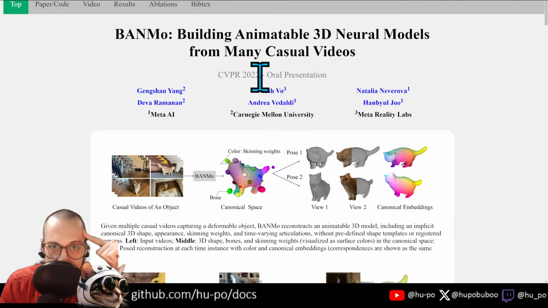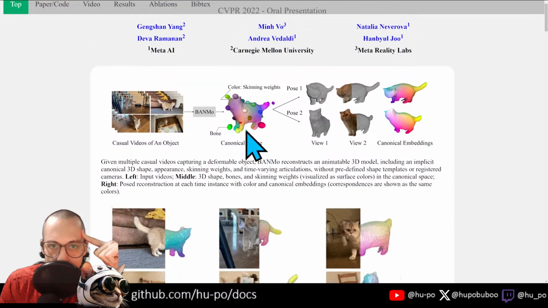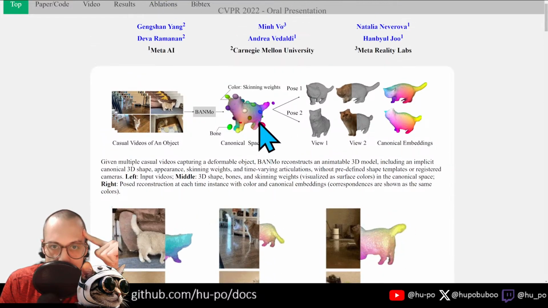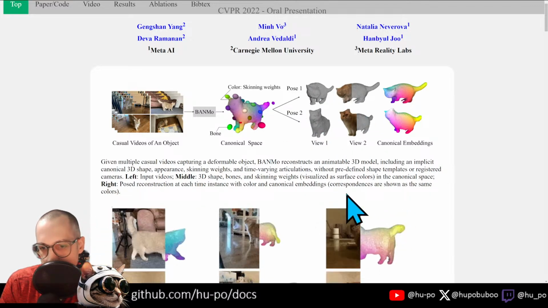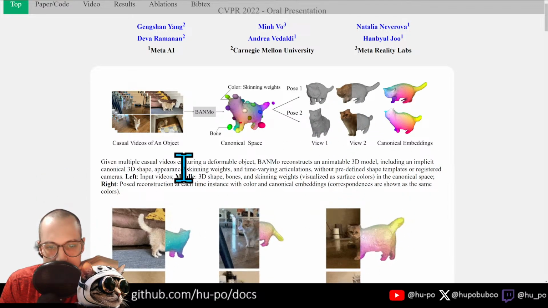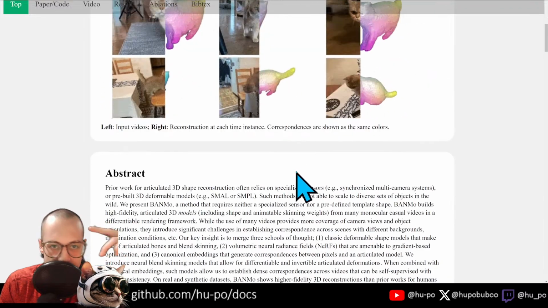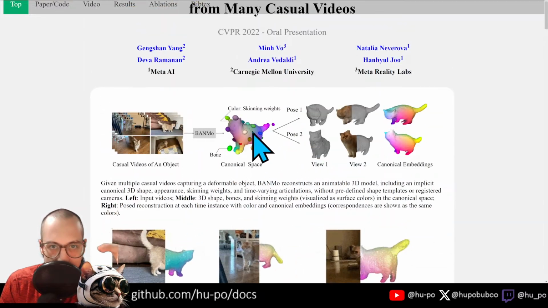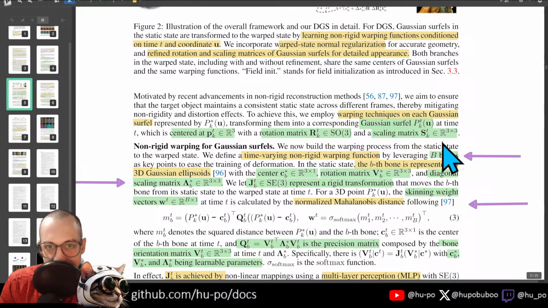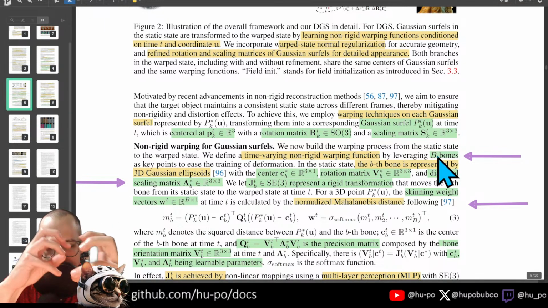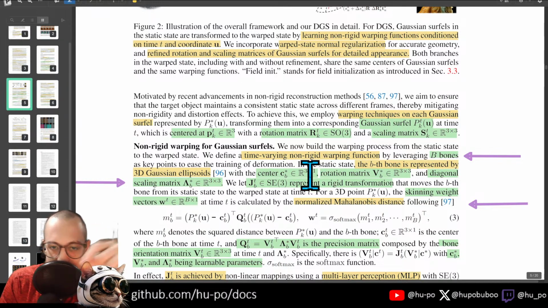And here you have a 2022 paper by Meta AI, Carnegie Mellon, and Meta Reality Labs, where they also have these bones, right? And they're using these bones to animate this, I don't know if it's a mesh, implicit canonical 3D shape. It might be a surface. There's a lot of different ways to represent a surface, but they're basically using these bones. So they're going to have bones that allow you to determine the motion of this object. And each of those bones is going to be like a little Gaussian.